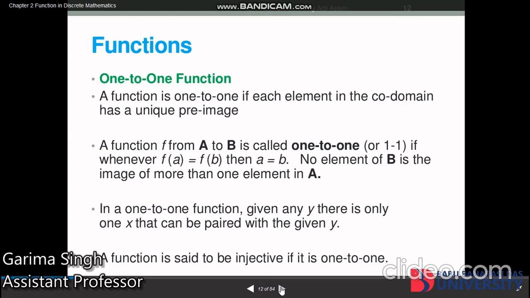One-to-one function. A function is one-to-one if each element of the codomain has a unique pre-image. A function f from A to B is called one-to-one if whenever f(a) is equal to f(b), then a is equal to b. No element of B is the image of more than one element of A. It means every element of A is associated to one element of B. In a one-to-one function, given any y, there is only one x that can be paired with the given y. A function is said to be injective if it is one-to-one.